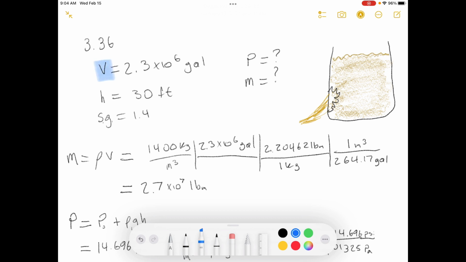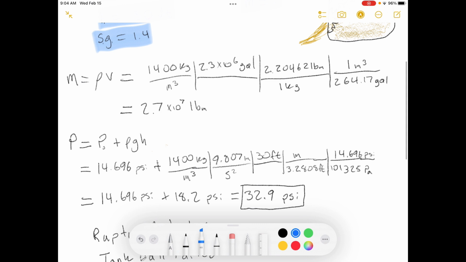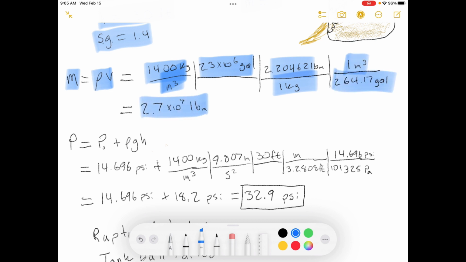Okay, so they gave us the volume of the tank, the height of the tank, and the specific gravity. That's enough to answer these two questions about the pressure at the bottom of the tank and the total mass of molasses in the tank. Okay, let's start off with the mass. We know mass is equal to density times volume. So all we have to do is multiply the density times the volume and then do the unit conversions, and we're left with pounds mass.